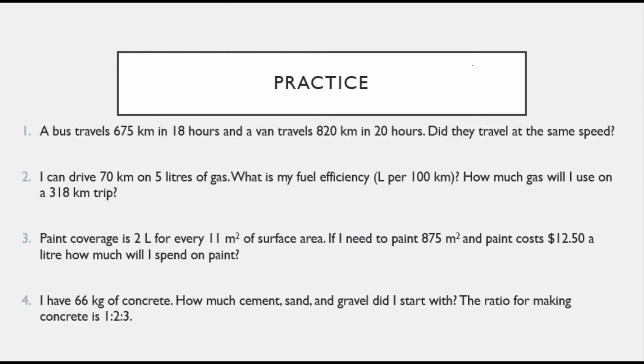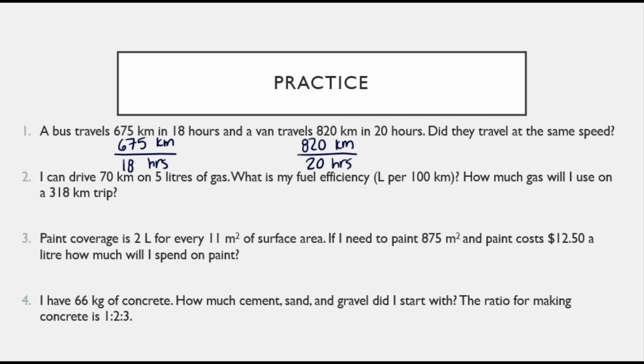So, a couple of practice questions. We have a bus and it travels 675 kilometers in 18 hours. As I read this information, I'm like, okay, you're telling me information about this bus traveling, so I'm going to write it down. And I have a van that's traveling 820 kilometers in 20 hours, okay? Do they travel at the same speed? I don't even care which one's going faster. I just want to know if their speeds are the same.